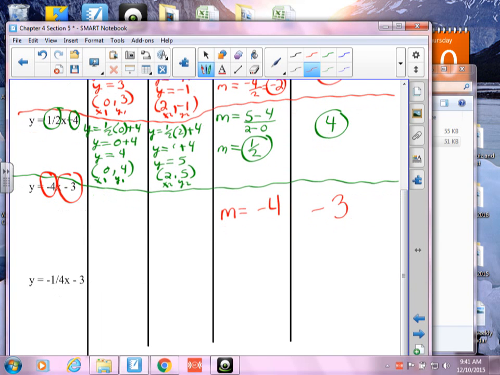Last one. What's my slope? -1/4. We found it in front of the x. That's why, like a week ago, I had you take all those equations on that little yellow sheet and solve for y. Remember I said x was the line leader after the equals? That's why I had you do it.